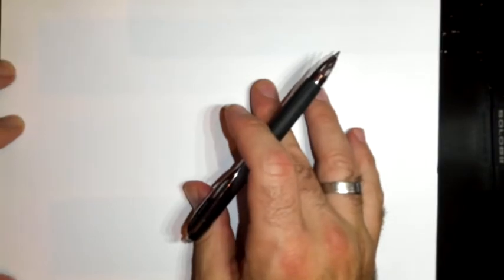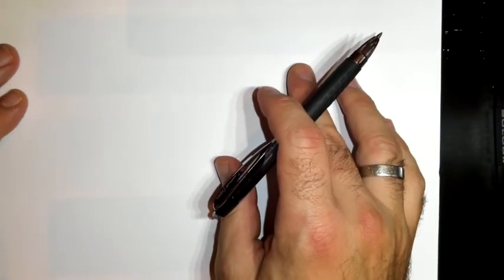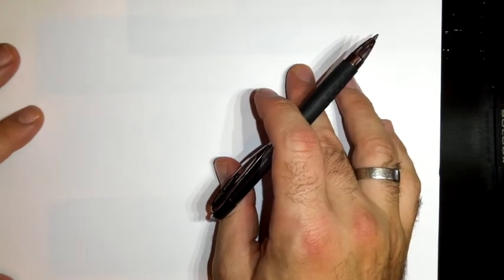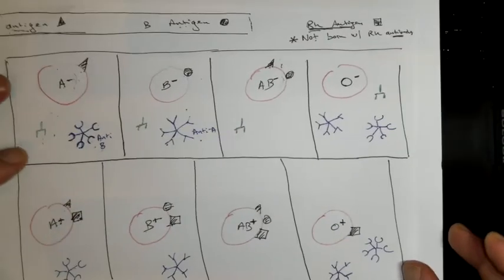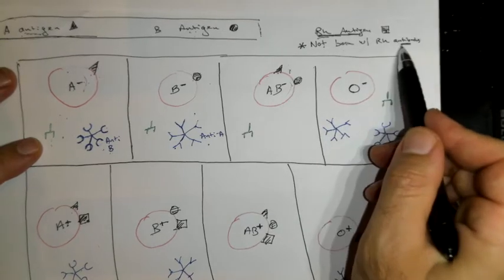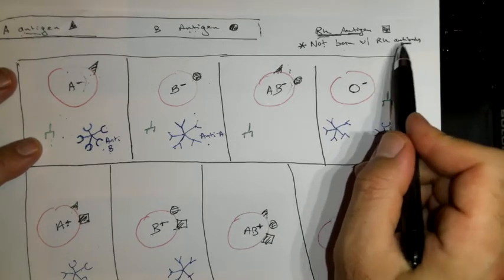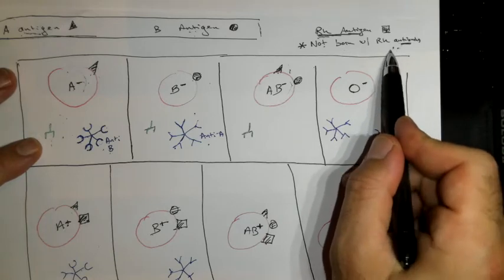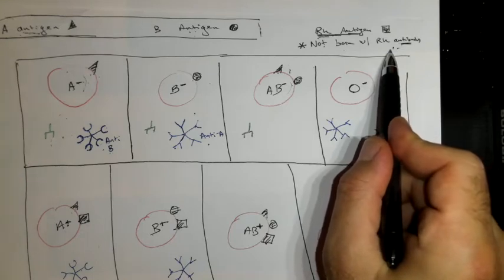The last part of this lecture will be to understand hemolytic disease of newborn. And the way to understand this is to remember this very important fact right here, that we are not born with the Rh antibodies. And if you remember this, then you can use this understanding to understand hemolytic disease of newborn.